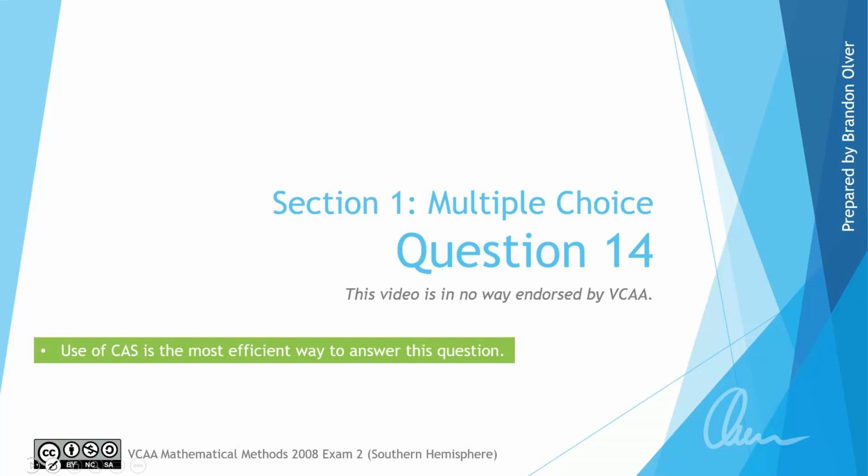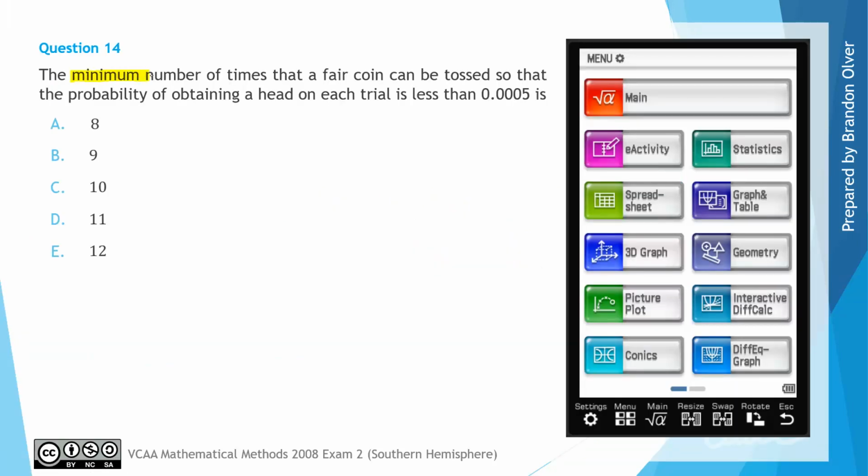in answering this question. So for question 14, it says the minimum number of times that a fair coin can be tossed, so the probability of obtaining a head on each trial is less than 0.0005 is one of the following. So it's quite a lot to unpack, but the first thing that we can identify, because we're flipping a fair coin each time, is that the probability distribution that we're dealing with is going to be X is distributed as a binomial random variable, where the number of trials is n. We don't know how many trials, that's what we're asked to find, the minimum number of n. But the probability of success for a fair coin is 1/2.